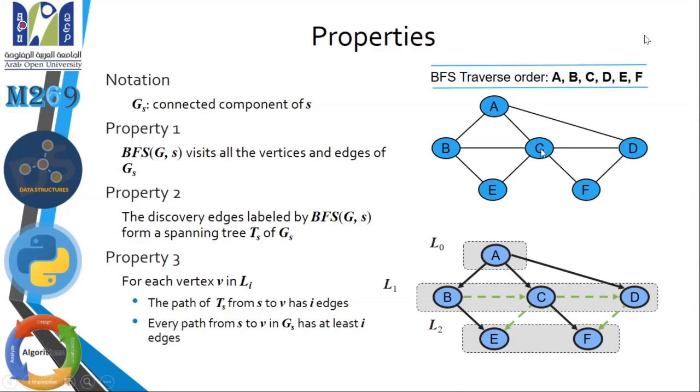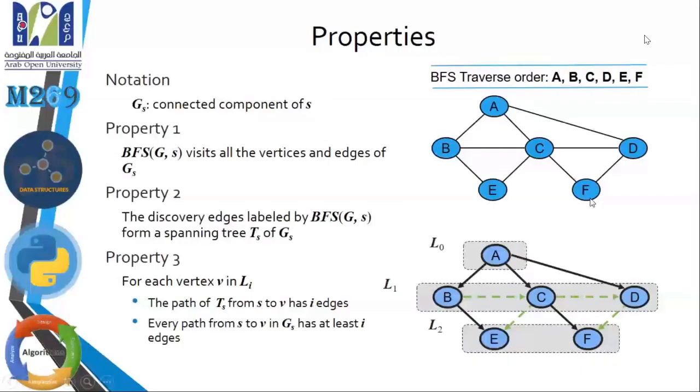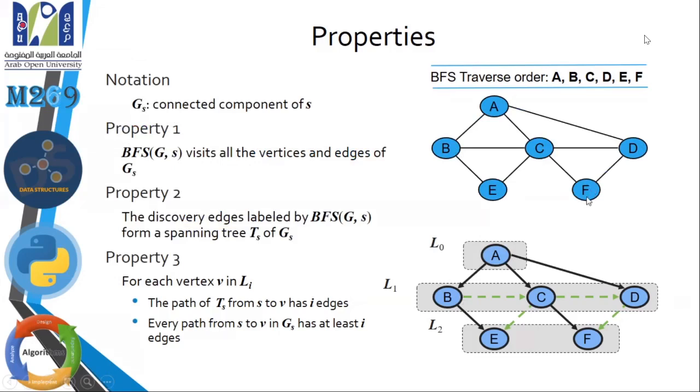A and C already visited, so the only one left is what? F. So I will go to the F. So F is added. Now, from F, I have to visit the others. So what are the others? Either D or C. C already visited, D already visited, so nothing there. So F will be what? Pop, no more.